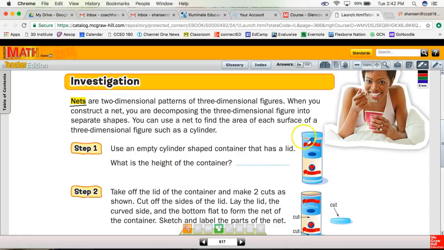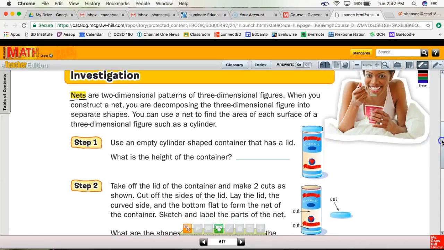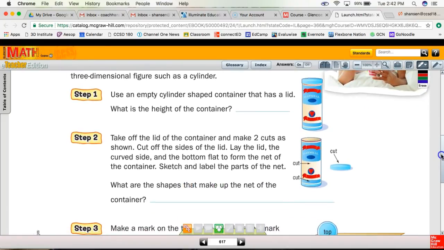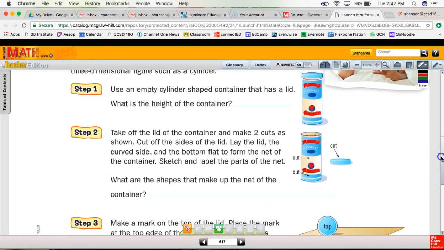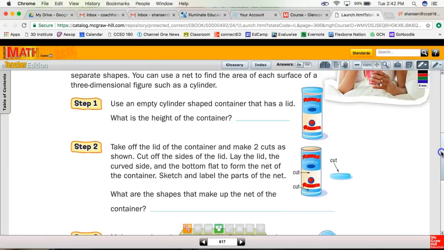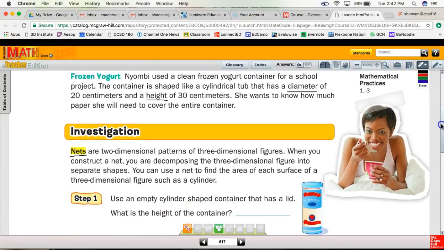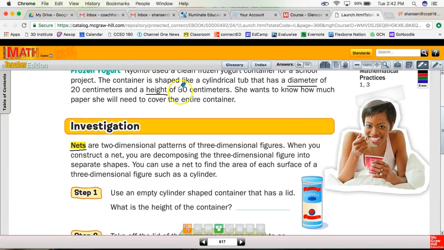So here is an empty cylinder container, apparently of oatmeal. I'm sure you've seen the Quaker guy with the hat and the white hair, Quaker Oats, so something like that. It's a cylinder-shaped figure. So we use an empty cylinder-shaped container that has a lid. What is the height of the container? Well, let's just use the dimensions that they gave us here. It's the easiest way to do it. So it tells us that the height is 30 centimeters. That means top to bottom. So from there to there, 30 centimeters.